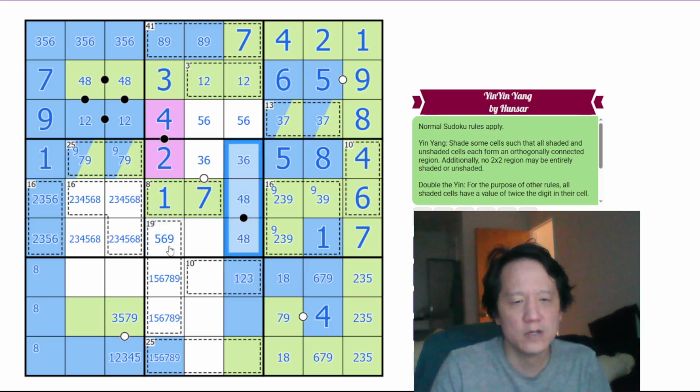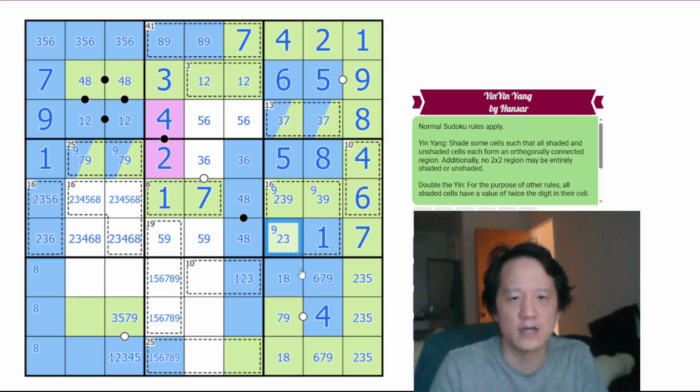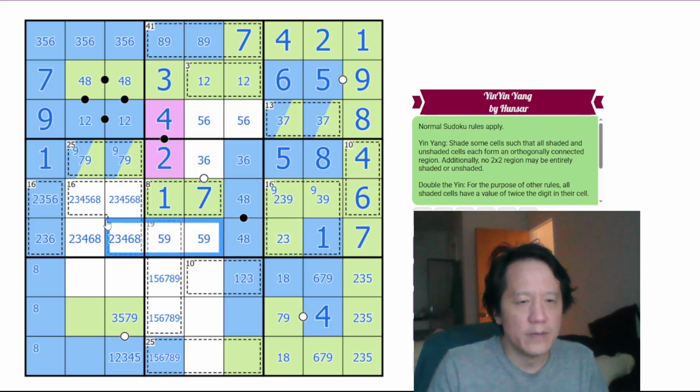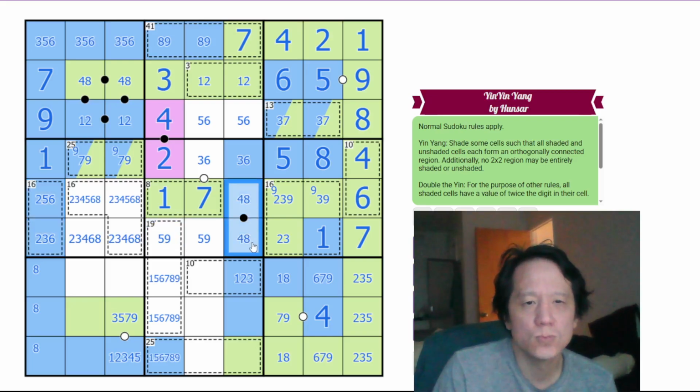This can't be 4. This can't be 8. This can't be 6. This is a 5, 9 pair, which eliminates 5 and 9 in the rest of this row. So these can't be 5, and this cannot be 9. This therefore can't be 3 because these two digits must add up to 8 to double up to add up to 16. These are blue.